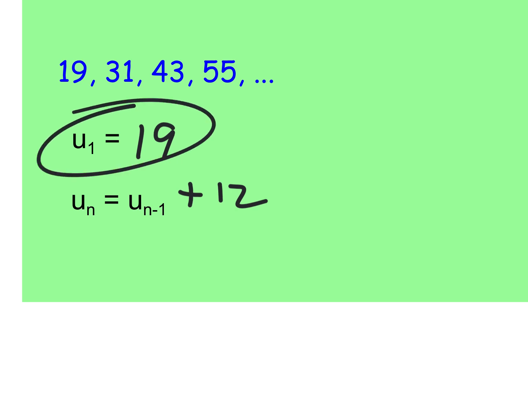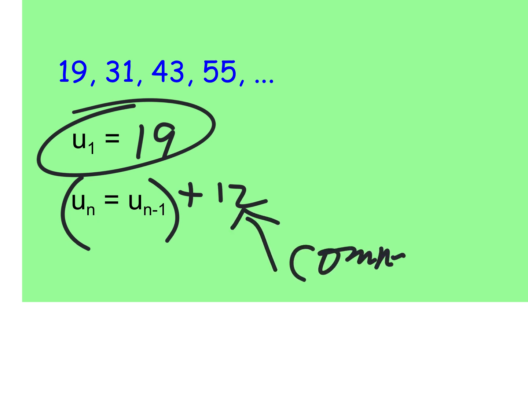This is called the first term. This is the recursive rule. That's called the common, say it if you know it, difference. Because why? Because it's not a multiply. It would be the common ratio if it was multiplied.